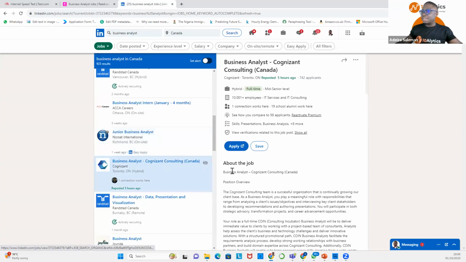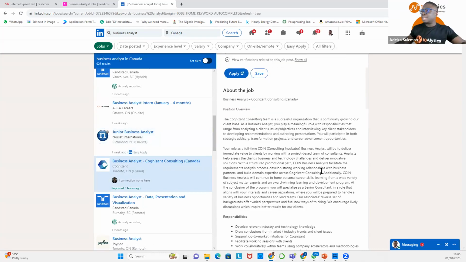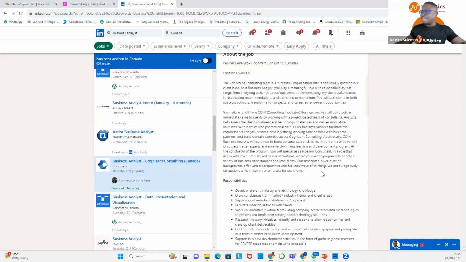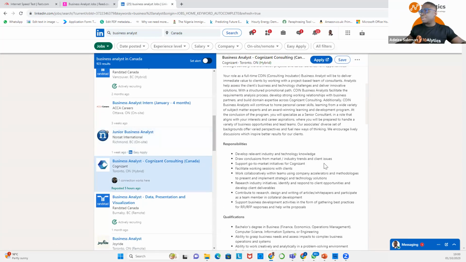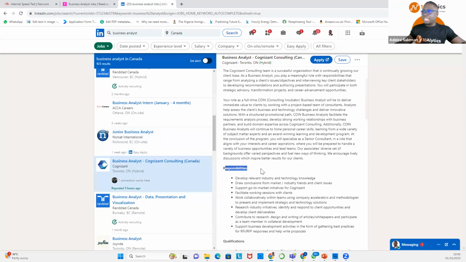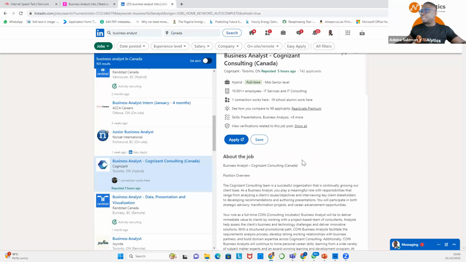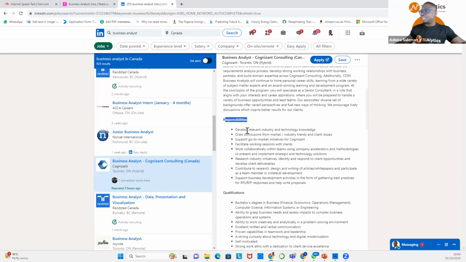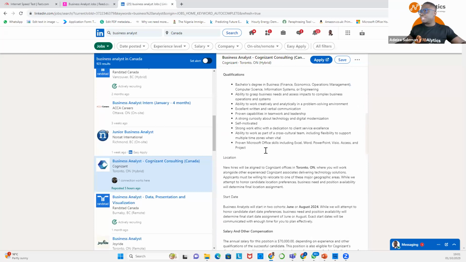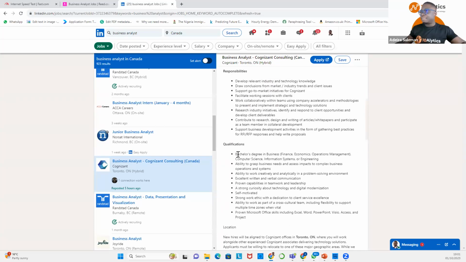Business analyst with Cognizant. Cognizant is one of the largest consulting companies, not just in the UK, but also in Canada. So let's see what they want here, all right? Your responsibilities as a business analyst with Cognizant, full-time job, mid to senior level. Let's see the responsibilities, what you'll be doing. Develop relevant industry and technology knowledge, draw conclusions from industry, market trends, supports go-to-market initiatives. Let's see the qualifications and the tools you need to bring to bear.